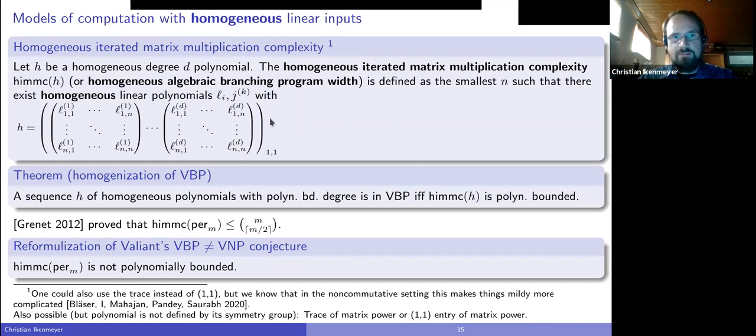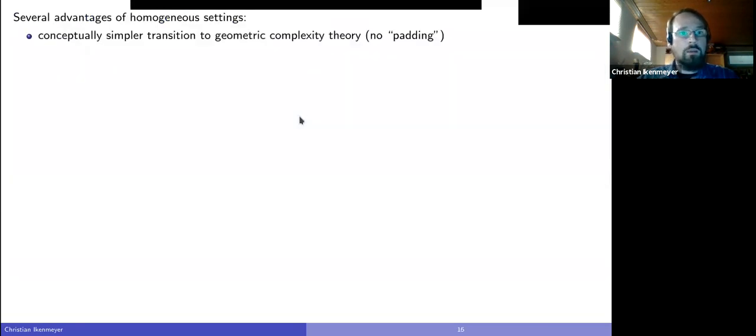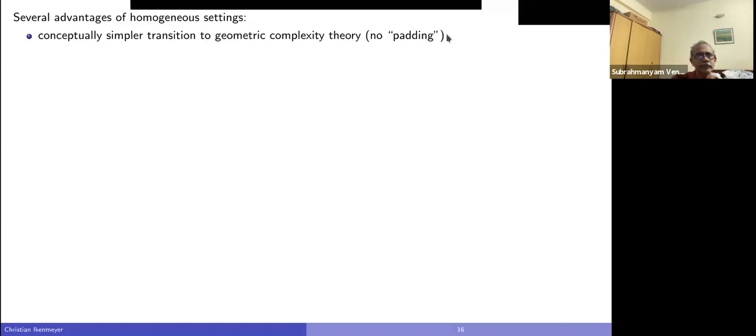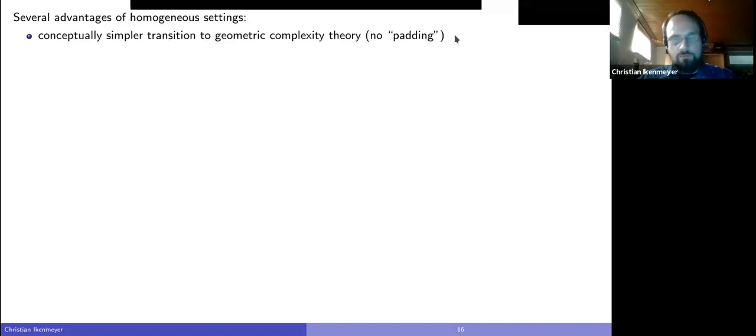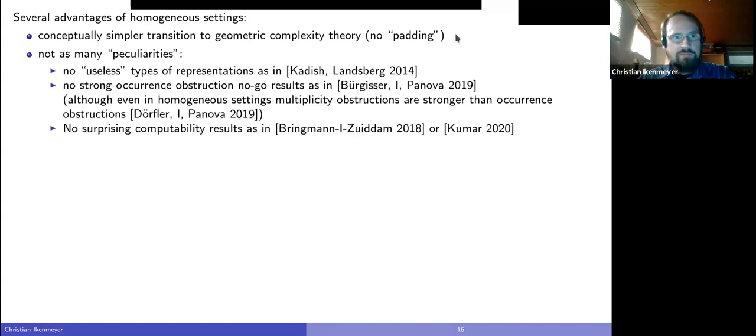This here seems to be the most natural one, and I'll give evidence in a second about that. So it seems to be conceptually simpler. If you do this in a homogeneous way, then there's no padding. Of course, I didn't tell you what padding is. I don't have time. I just tell you this is the better way of doing it. And also, it has not as many peculiarities, I call it. So all these results here, they don't hold in the homogeneous setting. So there are no useless types of representations. There are no strong occurrence obstructions, no-go results.